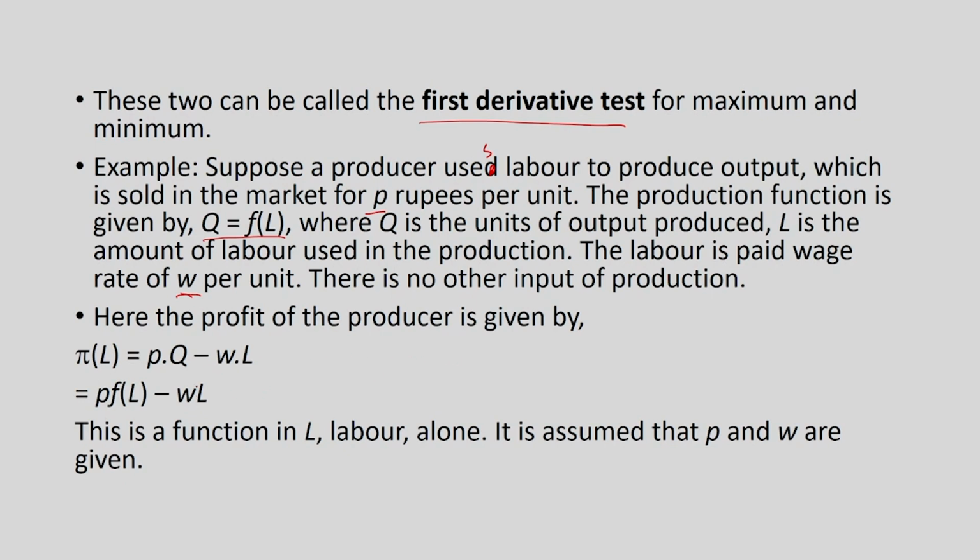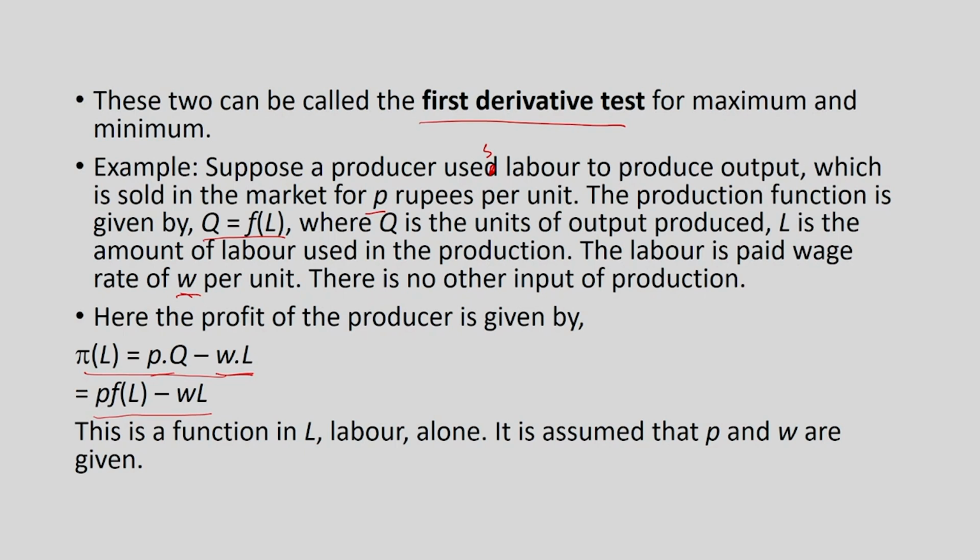Here the profit of the producer is given by this pi. Let us suppose the profit function, which is a function of labor, is equal to what? P multiplied by Q minus the cost, W multiplied by L. So, this is revenue minus cost, PQ minus WL, and we know Q is equal to f of L, so we substitute that here. So, it is clearly a function of L only, because P and W are given to us; they are parameters.